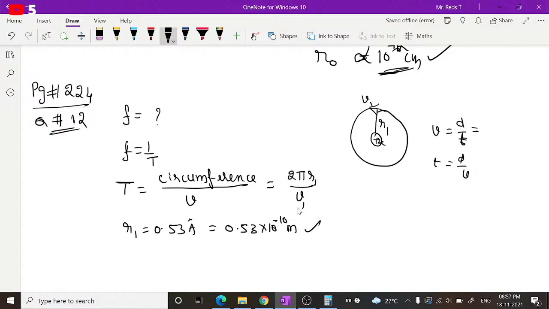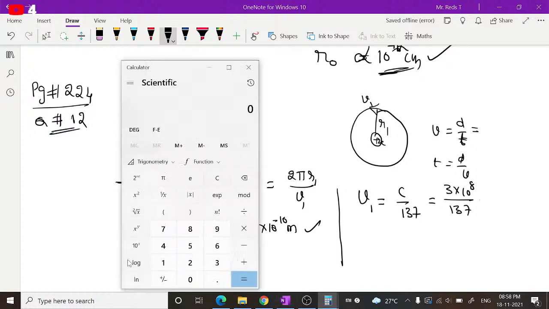So what about the velocity of the electron? You can remember one relation: velocity of electron in the first orbit will be equal to c by 137. Here c is the speed of light. To simplify the calculations, you can take this relation. c is 3 into 10 power 8 divided by 137. So what value does this give for V1? Let us take 3 by 137. Actually, you have to do these calculations without calculators.